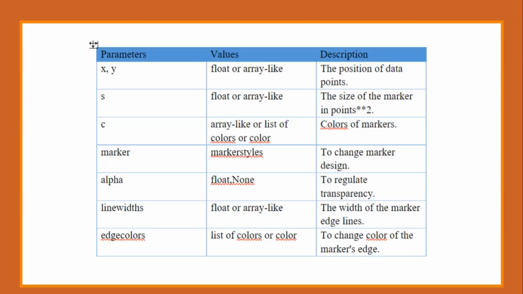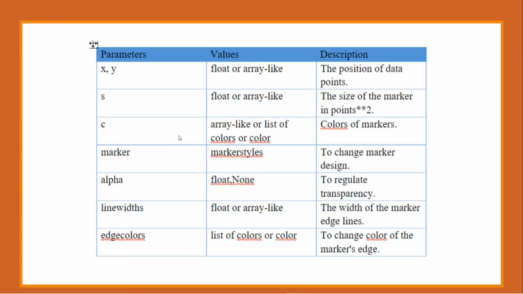Another parameter is marker, and the value it takes is a marker style, and it is used to change the design of the marker. We already discussed marker styles in the working with marker properties module. The next parameter is alpha. It takes a value as a float or None. By default it has a None value, and it is used to regulate transparency. If we pass 0 as a value to it, it means transparent, and if we pass 1 as a value to alpha, it means opaque.